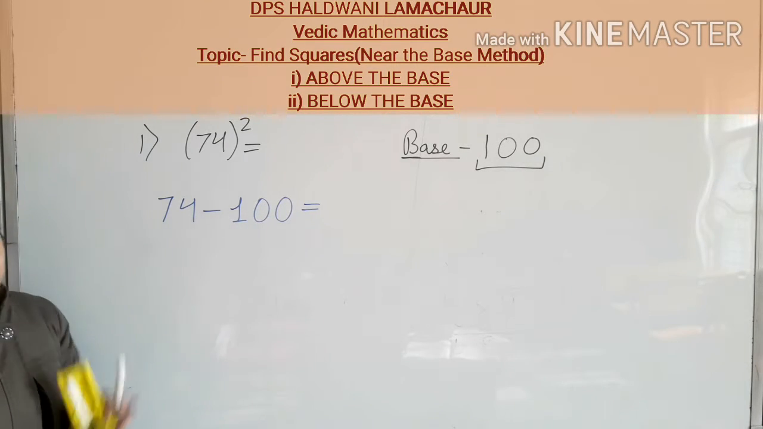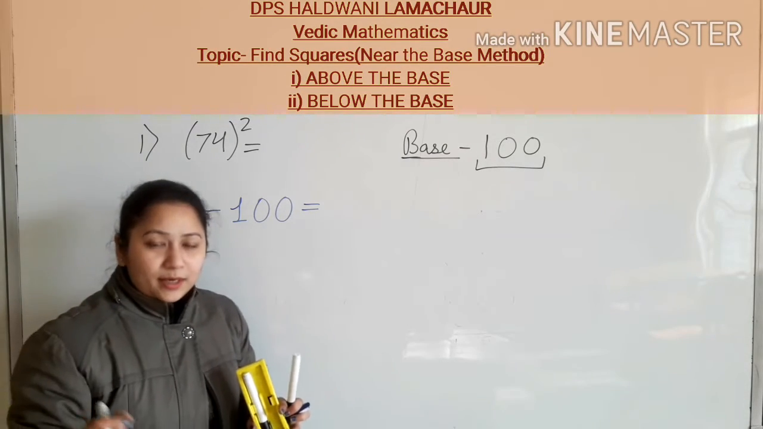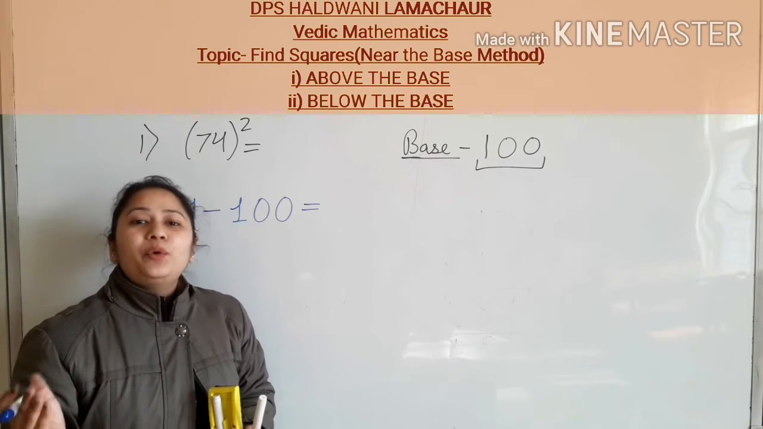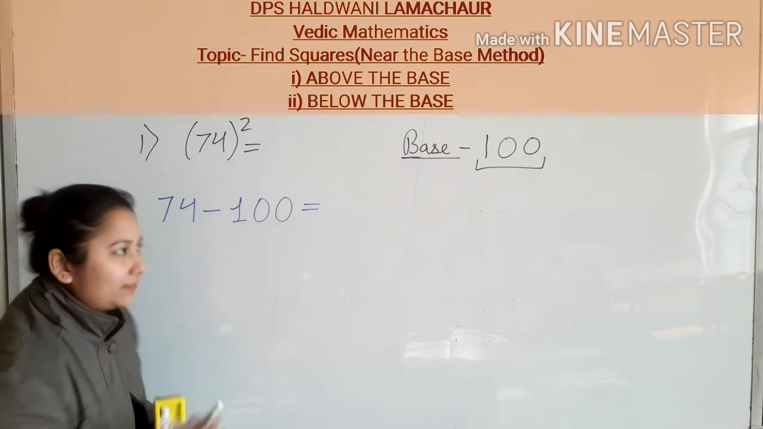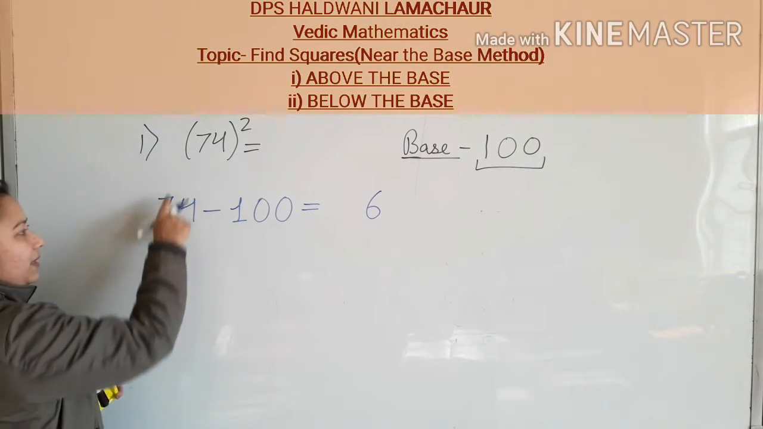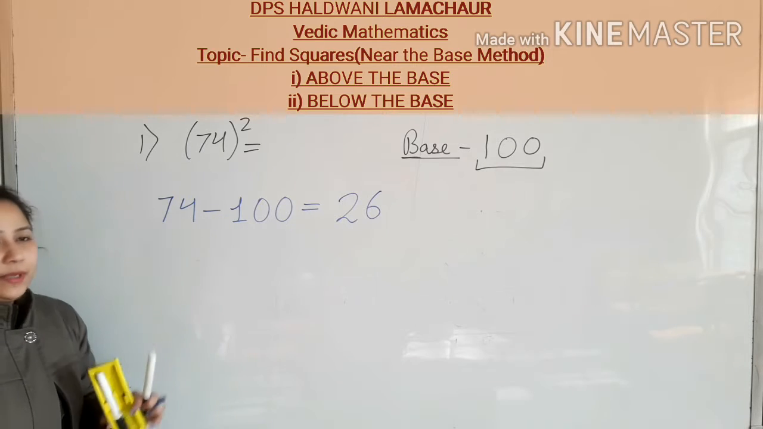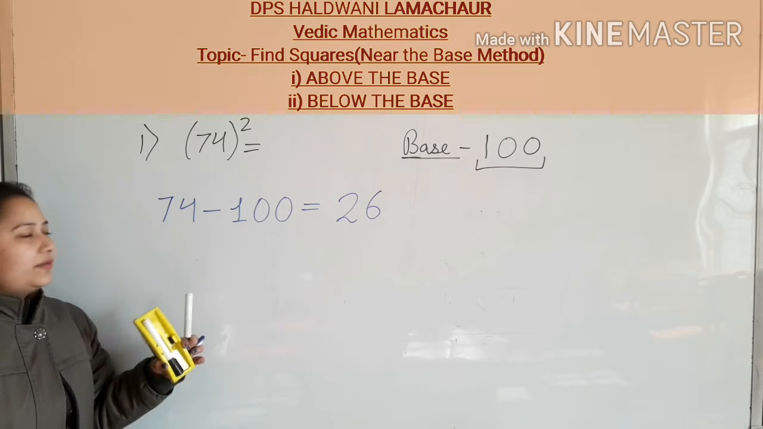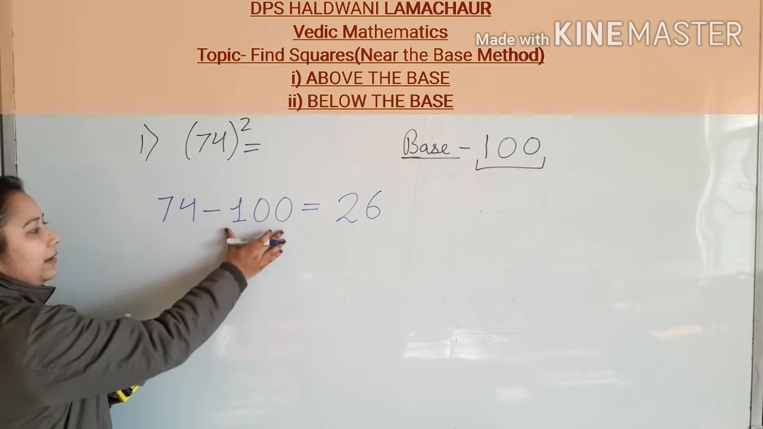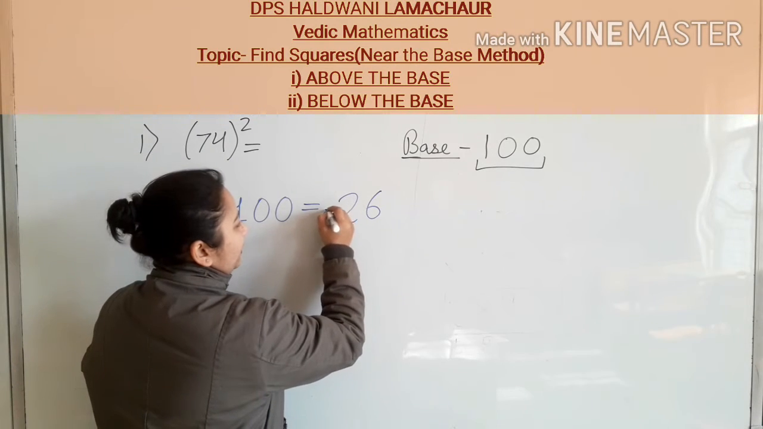Now 74 minus 100. See students, for subtraction with base, I have told you one method, last from 10 and others from 9. Yes, by using that method, you can subtract your numbers directly from the base. Like 10 minus 4, 6. And 9 minus 7, 2. So this way, you can subtract your number directly from the base. No need to write 100 minus 74. But you can see students that 74 is less and 100 is more, and 100 contains a negative sign. So in front of 26 there will be a negative sign.